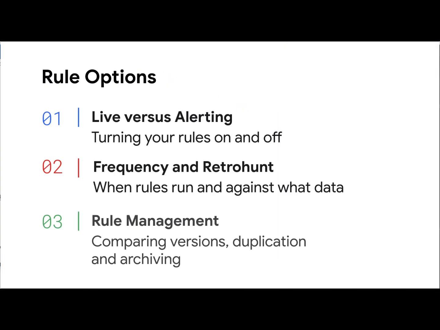The options provided in the rule engine allow us to control whether a rule is being applied against our live data and if an alert is generated on the match. It also provides us the ability to define the frequency a rule is run and if it is run against historical data, and if so, what span of time it should consider. These options also allow us to compare versions of the rule that have been saved over time, make copies of rules for other uses, as well as archive rules that are no longer needed.